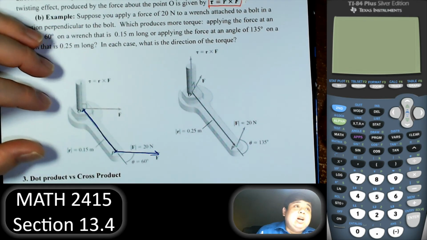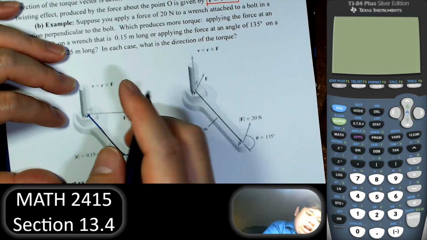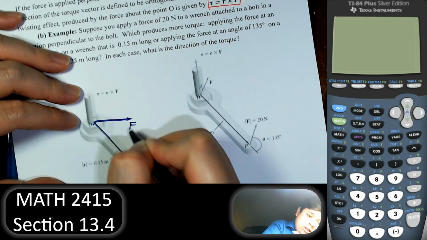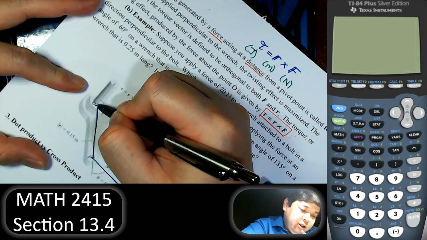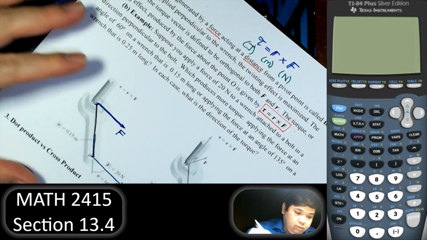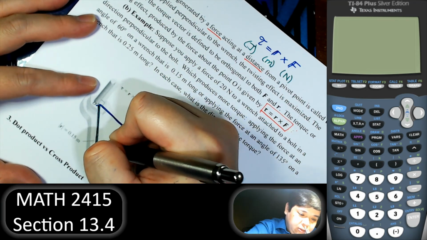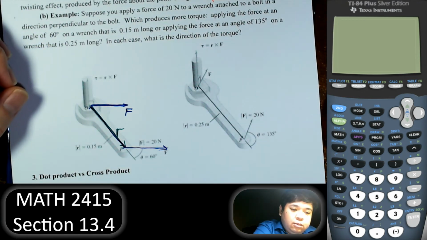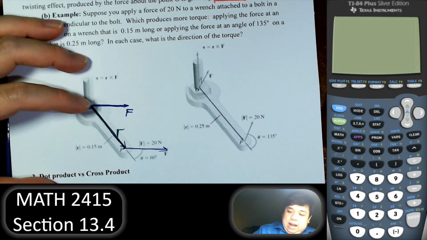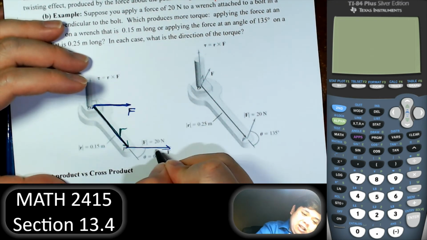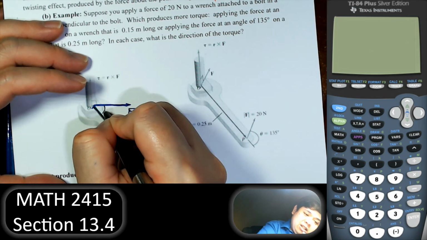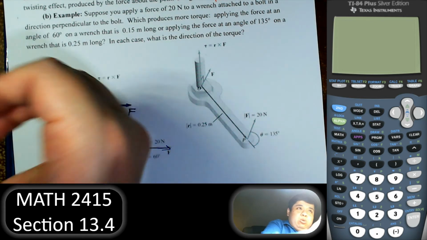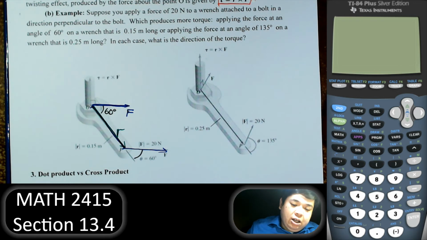Right. By the way, a vector has no location, so we can move the vector F in here. So this is the vector F for the force, and we have the vector R here. And then we have the angle here. Since this is 60 degrees, that is 60 degrees as well. And by the right hand rule, that's pointing up.